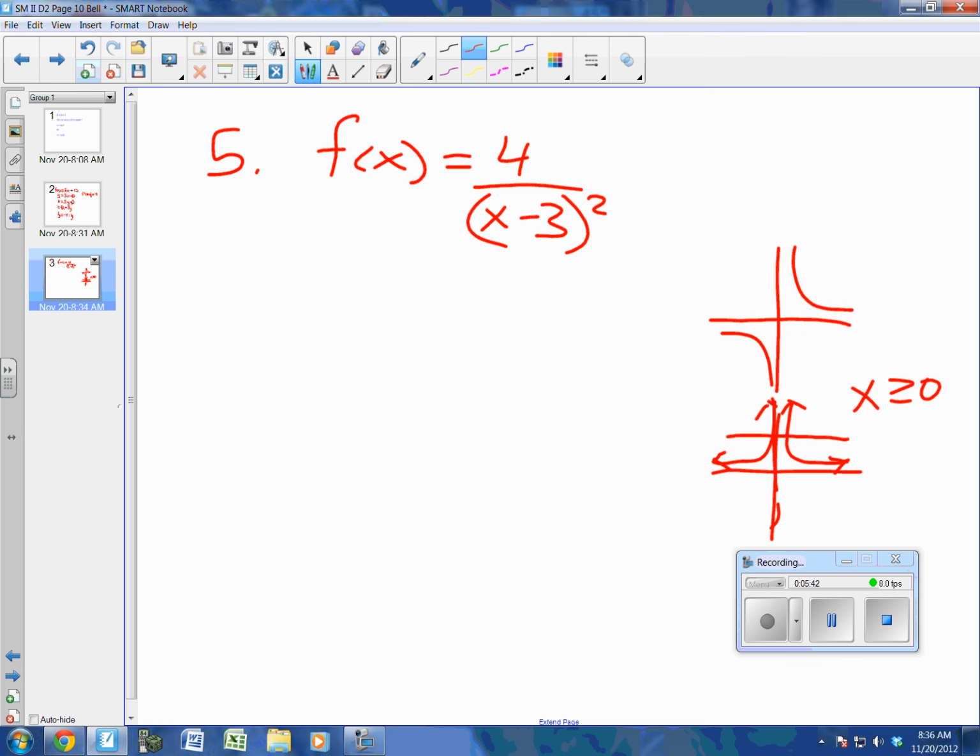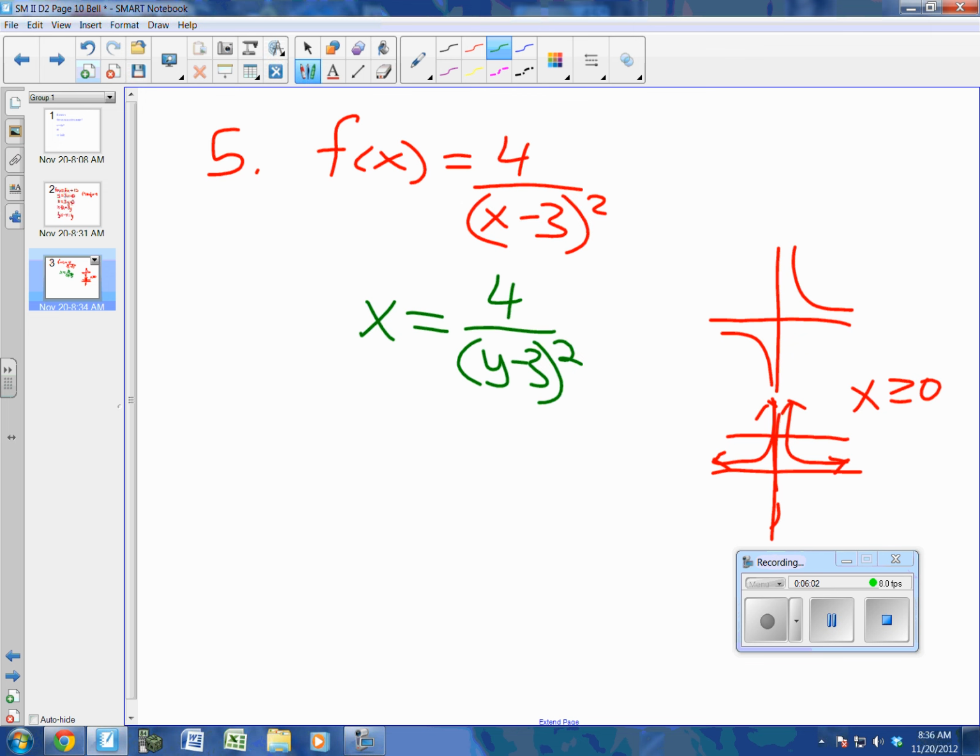So we're going to go over here. We're going to go through the 4 steps of solving it. First of all, we're going to kind of skip this step. We're going to just assume that f of x is a y right here, and we're going to switch x and y, right? So I'm going to have x equals 4 over y minus 3 squared.